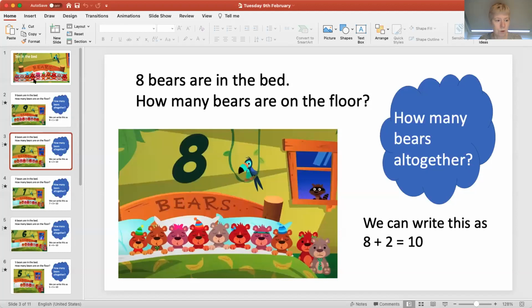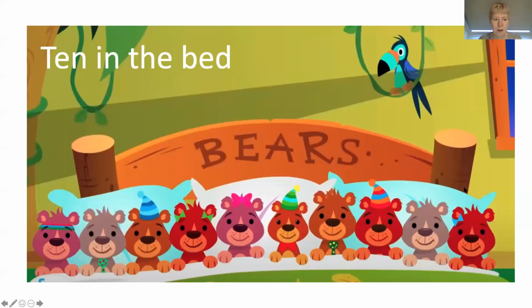Okay, we should have everybody, so I'll just share my screen. And we'll go to where we need to be, which is 10 in the bed with the 10 bears. And there are 10 bears, aren't there? Shall we count them together? 1, 2, 3, 4, 5, 6, 7, 8, 9, 10. Do you remember in our song, one of the bears, the littlest bear, keeps saying roll over, and they all roll over, don't they? And one falls out.